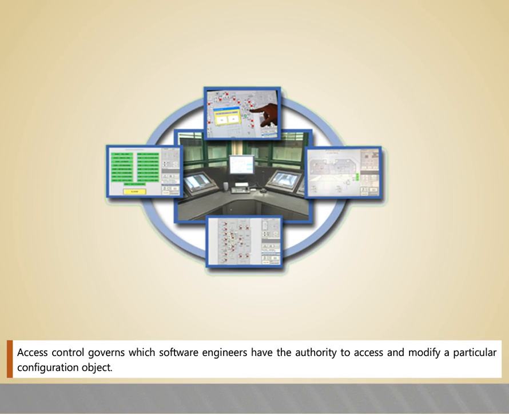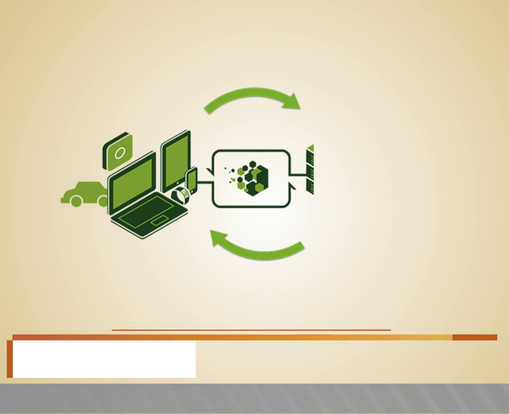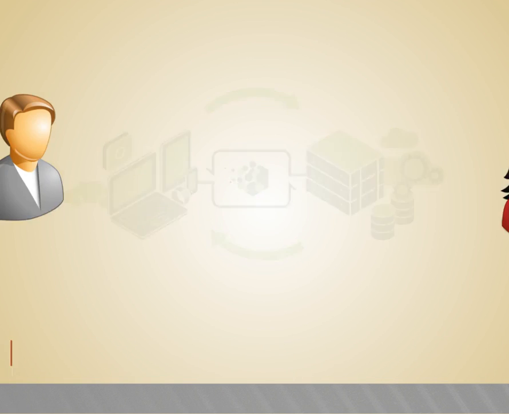Access control governs which software engineers have the authority to access and modify a particular configuration object. Synchronization control helps to ensure the parallel changes performed by two different people don't overwrite one another.